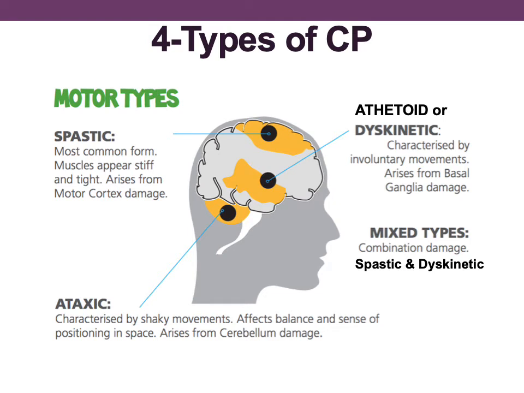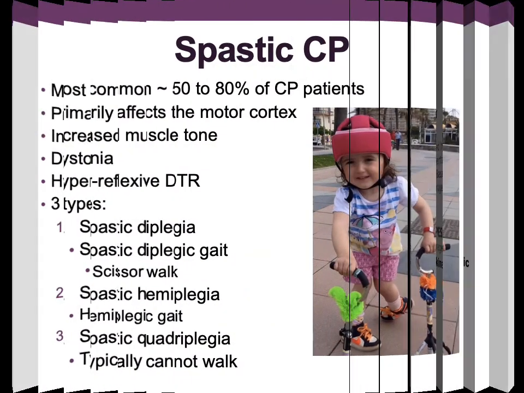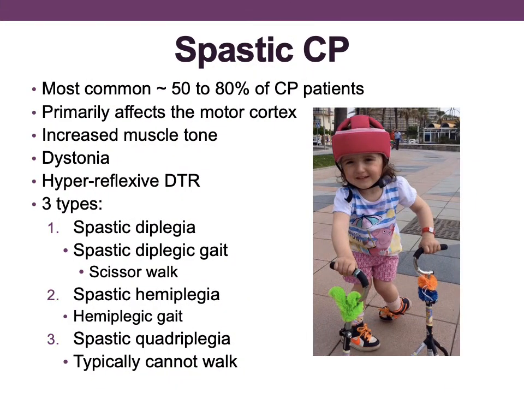There are 4 types of cerebral palsy: spastic, athetoid, aka dyskinetic, ataxic, and mixed. Spastic cerebral palsy is the most common type of cerebral palsy. Affects 50 to 80% of all cerebral palsy patients. It primarily affects the motor cortex, causing severe increase in muscle tone, leading to dystonia, and will manifest with hyperreflexive deep tendon reflexes. There's 3 types.